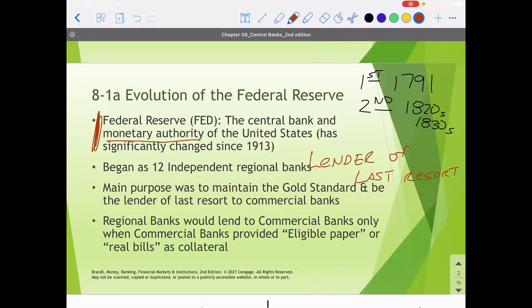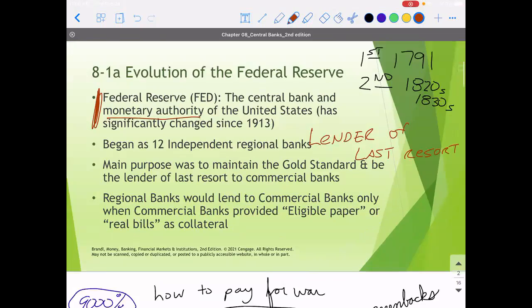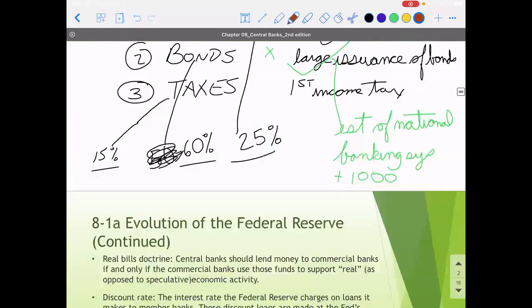And what it is, it's organized as a, I don't know if they give us a map here. They don't.